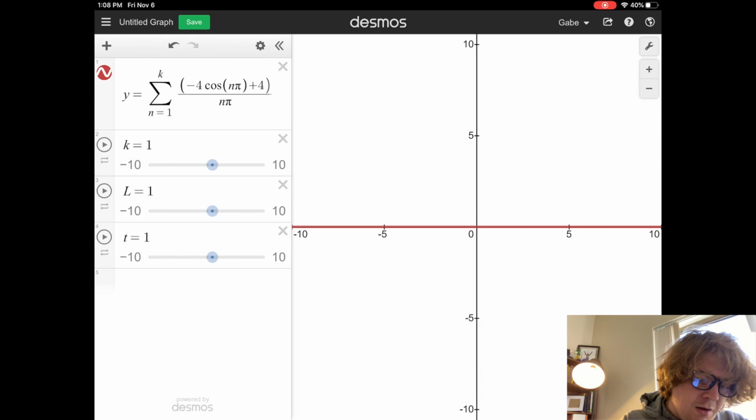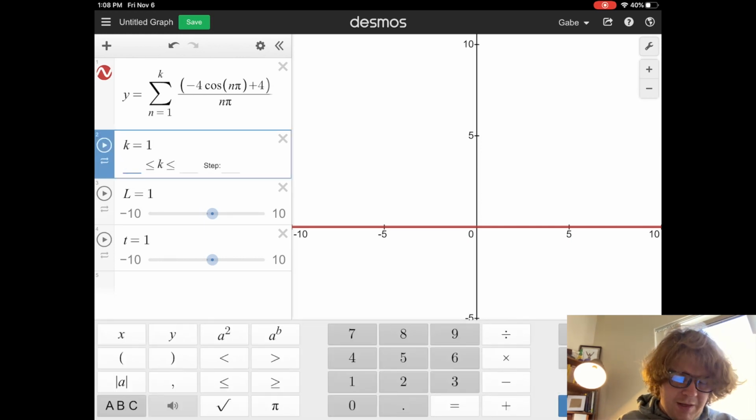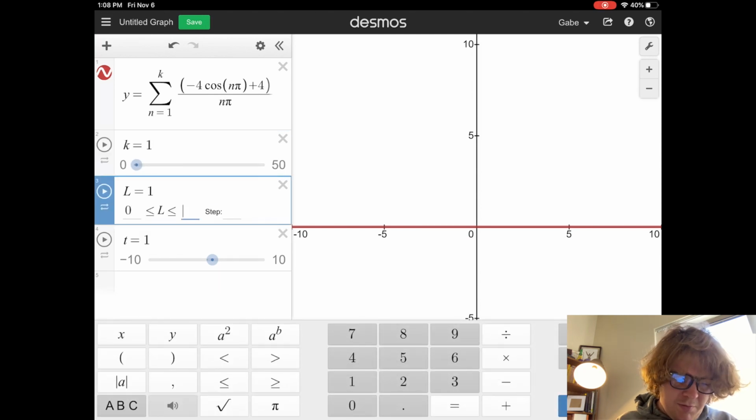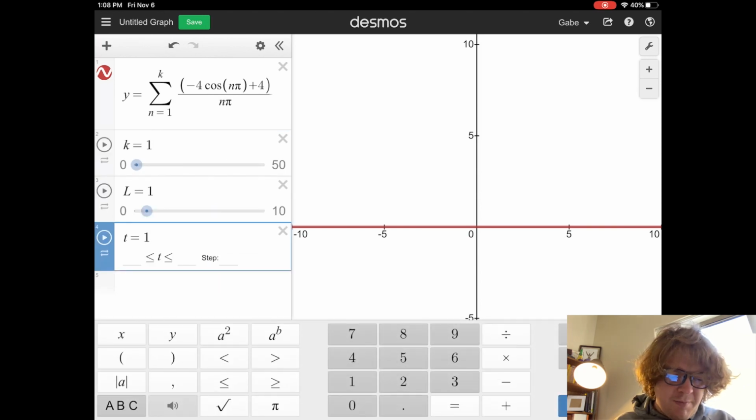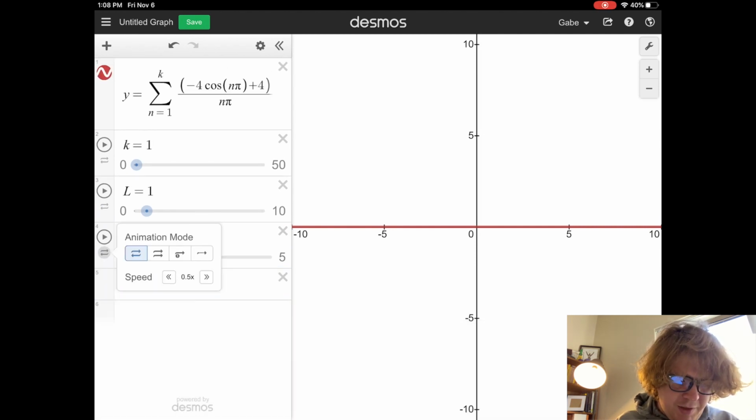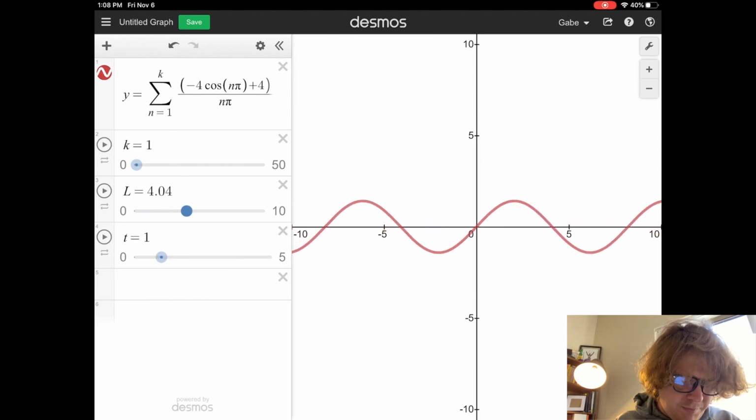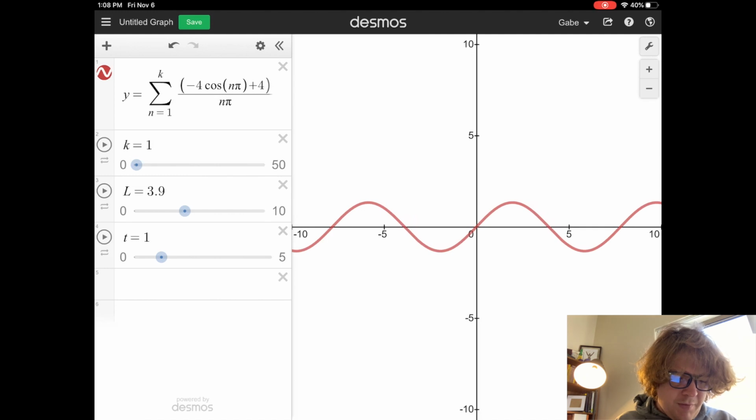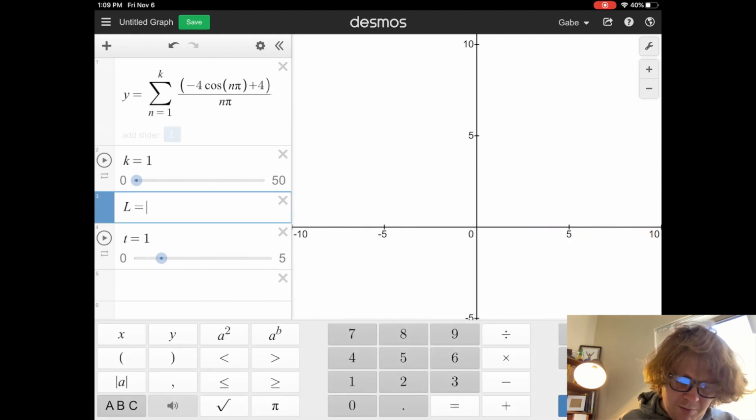I'll go ahead and change some of the bounds. So I'll let k go from 0 to something like 50 with a step size of 1. I'll let L go from 0 to 10. Really, we're just going to fix that. And I'm going to let t go from 0 to, let's say, something like 5. Now, what I want to do is slow down t a little bit because t is going to be what's changing. Let's go ahead and make L somewhat large, and we'll leave k right where it's at.